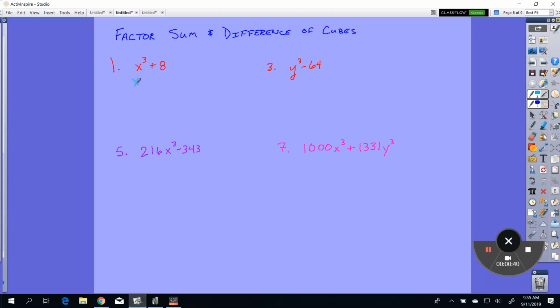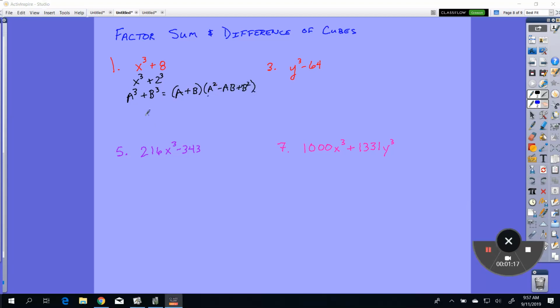So this is really x cubed plus 2 cubed, right? So we have two things that are cubed. Hopefully you remember seeing a formula, the a cubed plus b cubed formula. It's a plus b, a squared minus ab plus b squared.